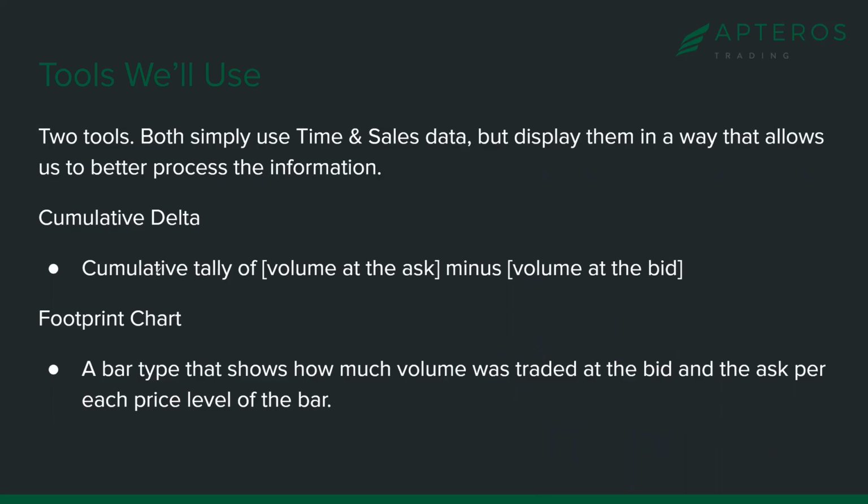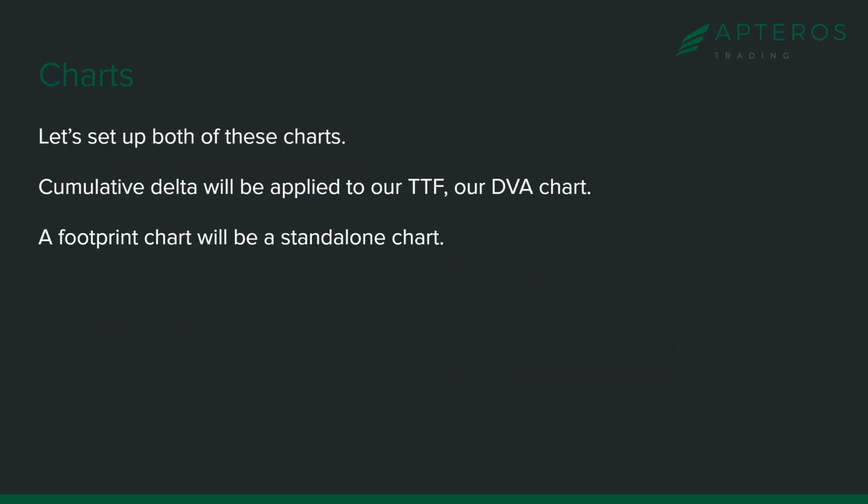Cumulative delta is an indicator on a chart, right? So it's going to match whatever periodicity your chart is. If you're looking at a 1-minute chart, it's going to show you the cumulative delta for each 1-minute period as it rolls along. A footprint chart, however, is a standalone chart. It's on its own, so you need to choose a periodicity and whatnot. So I think that's all I wanted to say. Let's set them up. We're going to apply, again, delta to our trading time frame chart, and the footprint is a standalone chart.